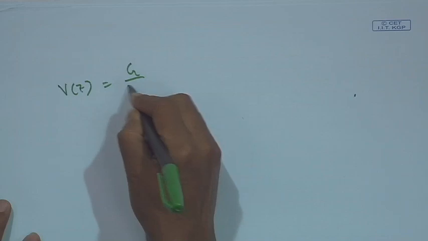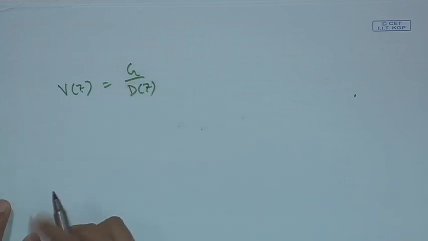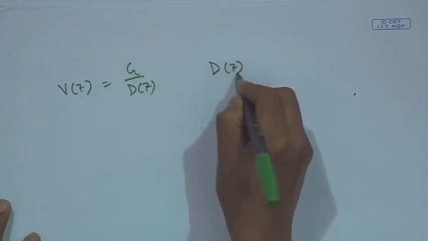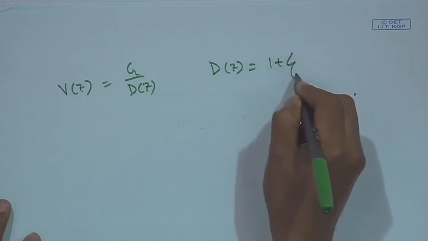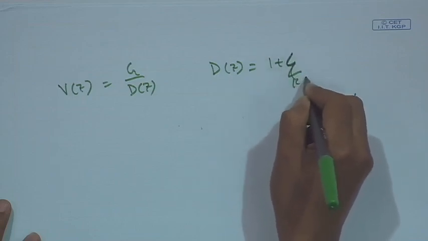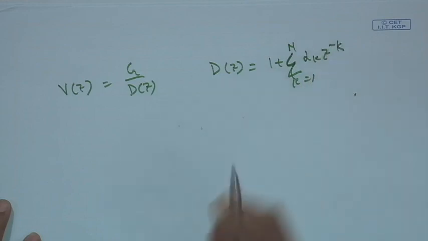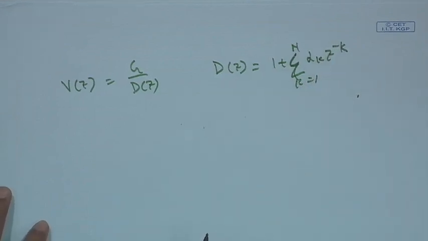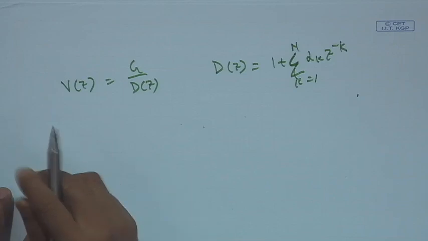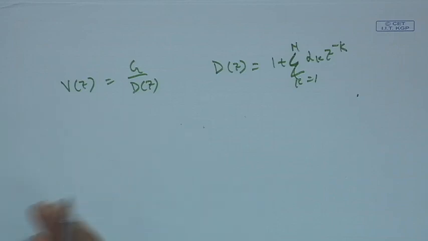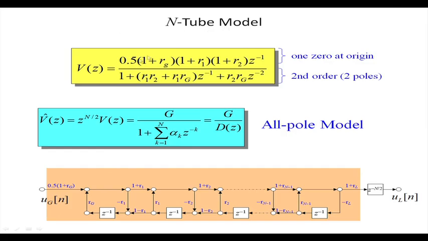Okay. So, we have derived the all-pole model for the vocal tract. V(z) is nothing but G by D(z), where D(z) is 1 plus the summation of k equal to 1 to n of alpha_k z to the power minus k. Now, let us see the two tube model equation.